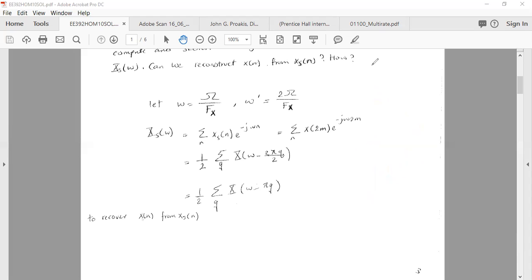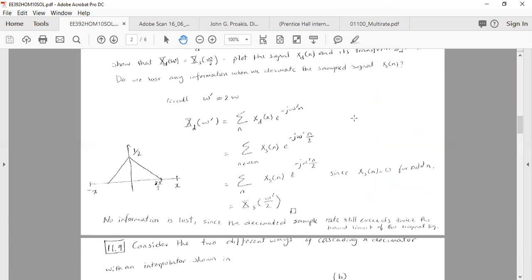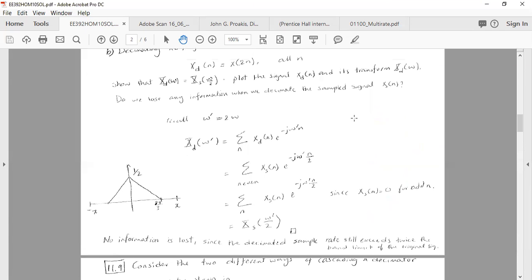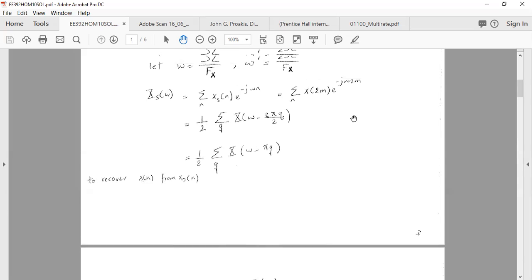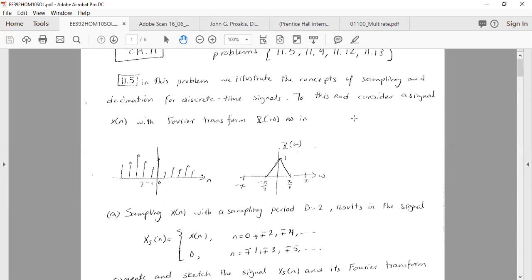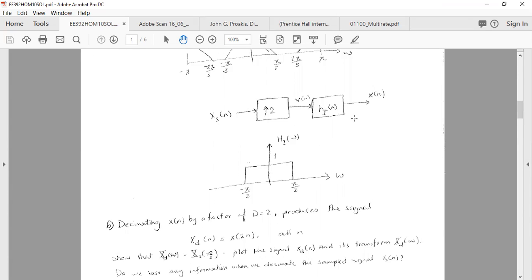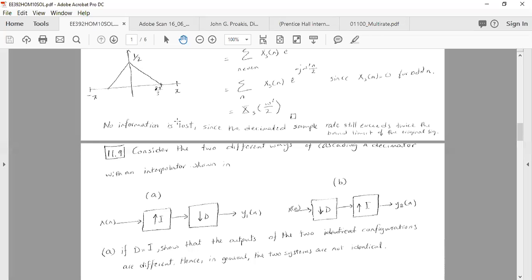If you draw the graph of this particular sequence over here, whatever frequency response we had for the sample signal early on from question number A, it is increasing, and that is equivalent to our original signal over here. So based on that, our solution would be: no information is lost, since the decimated sample rate still exceeds twice the bandwidth limit of the original signal.